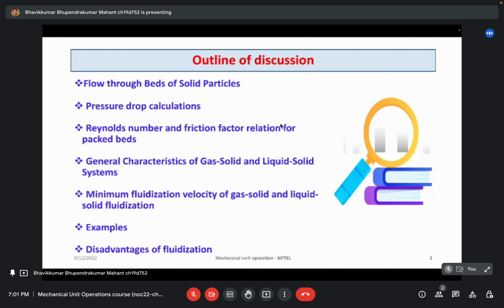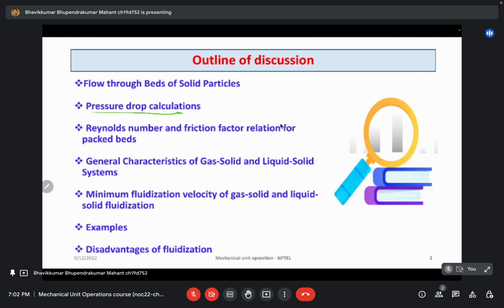We start with why we require flow through a bed of solid particles. Then we will take care of pressure drop calculation, and understand how it is required. There are many problems where you need to find the pressure drop when the fluid is flowing through the bed or fluidized bed of solid particles and their interaction with the fluid.